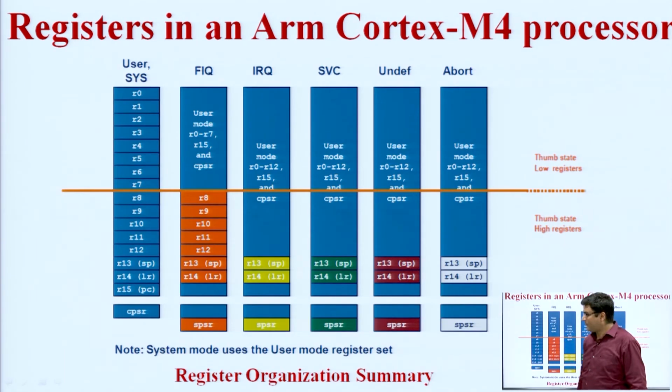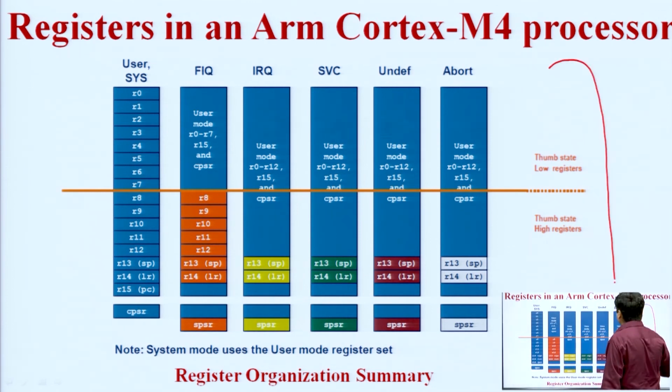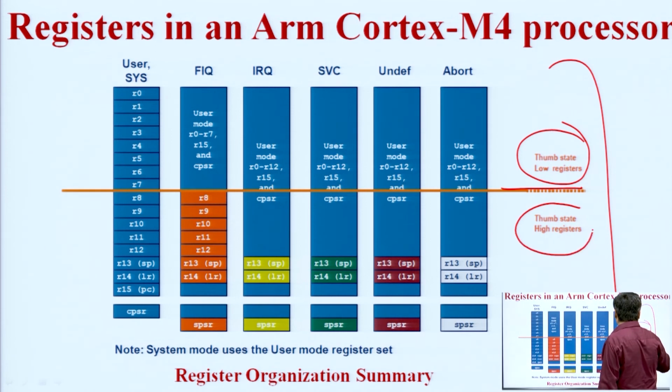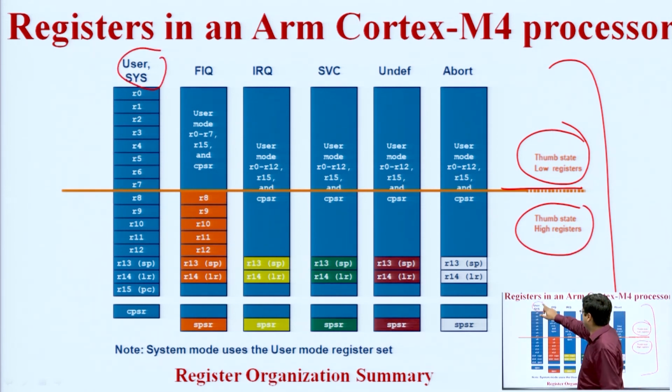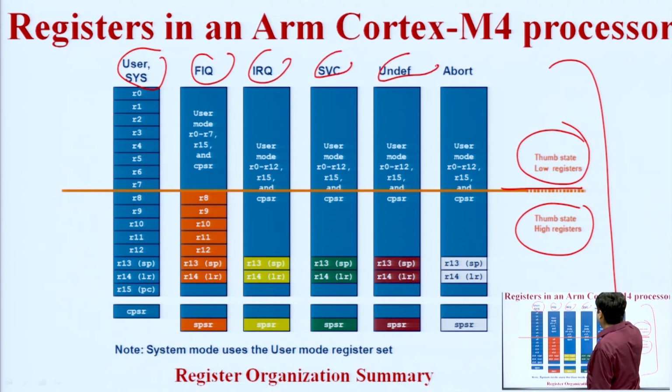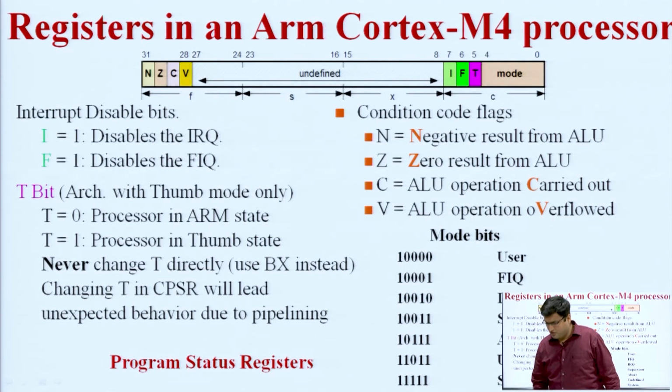Okay. So this is the summary of these registers. Above this line there are the thumb state low registers, and below this there are the high registers available. These are the modes we have seen so far, and each mode is utilizing some registers. So these are the summarization. You can see that different registers are utilized by the different modes.